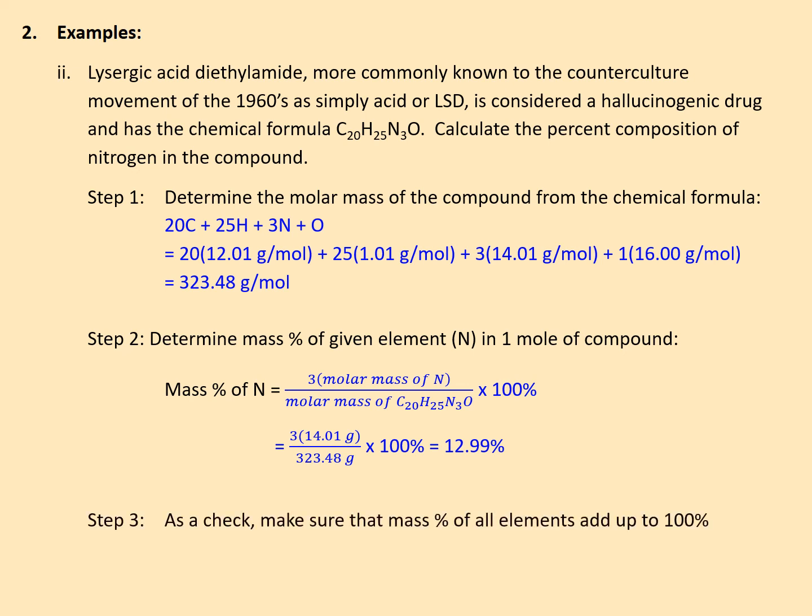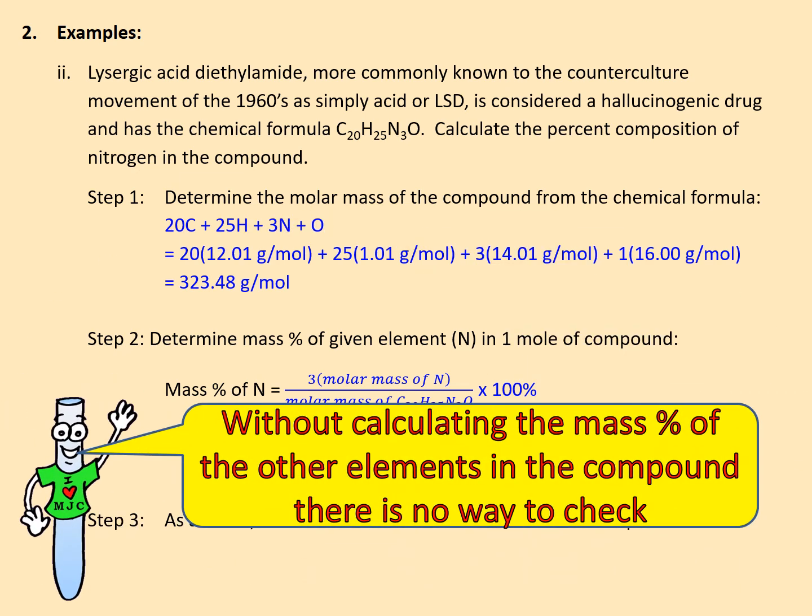Now here, as a check, we say make sure that the mass percent of all the elements add up to 100%. Well, unfortunately, as Timmy Test Tube is telling us here, without calculating the mass percent of the other elements in the compound, there's really no way to check. And since we weren't asked to do this, we cannot use this great check against errors here. We're going to have to trust our calculating abilities on this one.